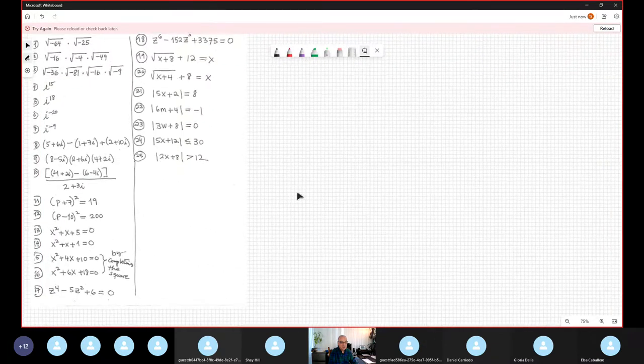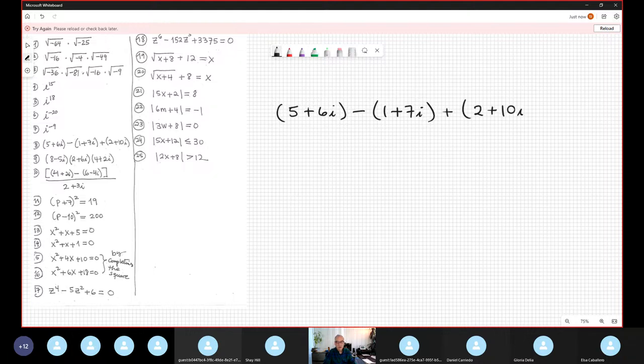Number eight is super easy. However, some students make a mistake because they don't understand it very well. Suppose we have 5 plus 6i minus 1 plus 7i plus 2 plus 10i. Some students, I don't know why, do FOIL. No. FOIL is multiplication. This is addition and subtraction. And the only thing you should do is remove the parentheses. The positive stays the same, but the negative, you change the sign, minus 1, minus 7i, because this minus affects everything inside the parenthesis.